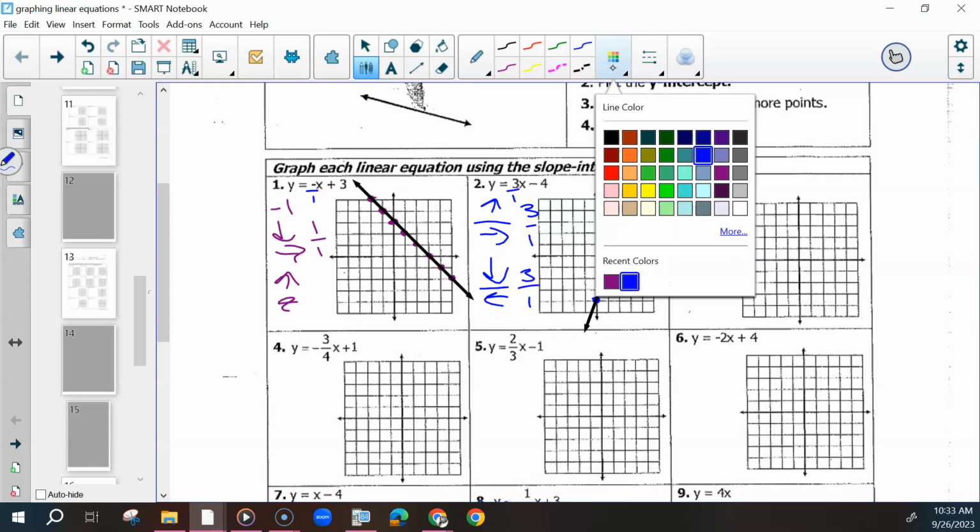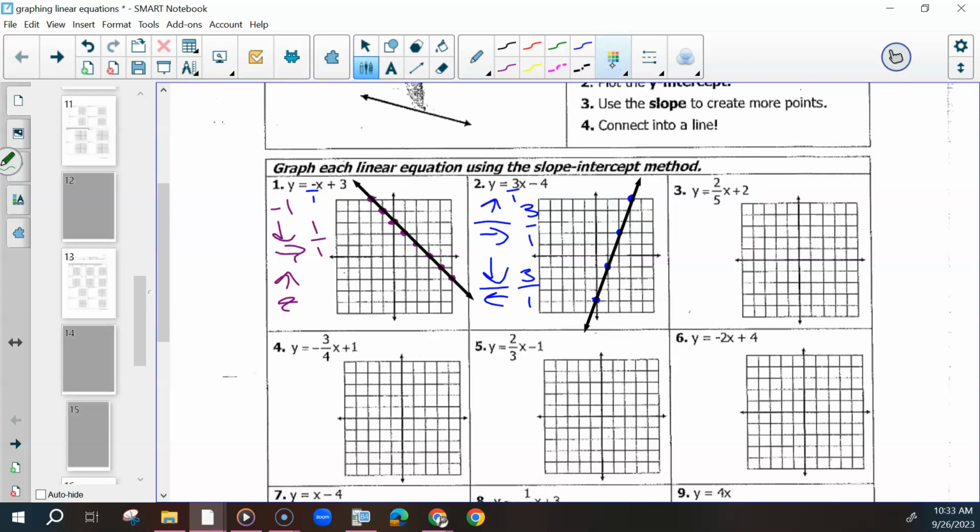Do you have any questions so far? Let's try a couple more, then we'll move on. Number 3, what's our first step? The y-axis, what about it? Place it at +2. Yes, put a point at +2 on the y-axis.